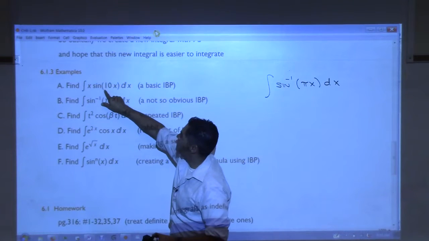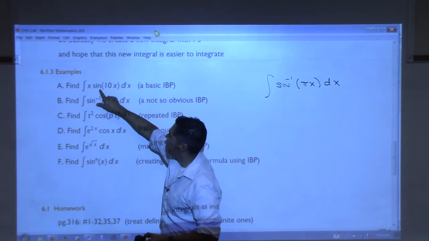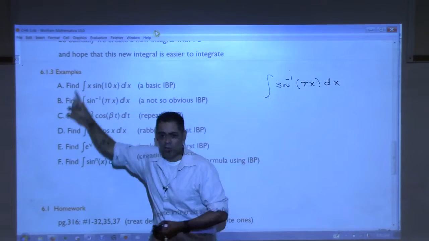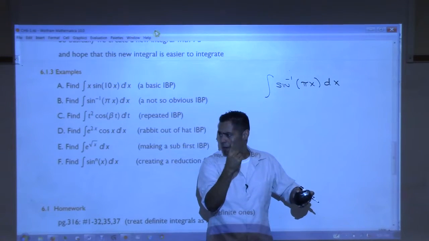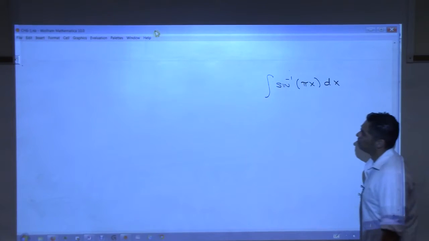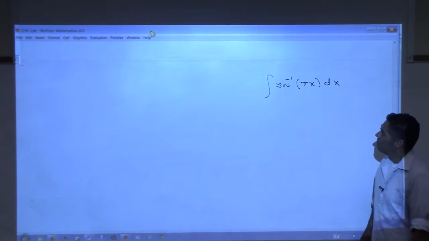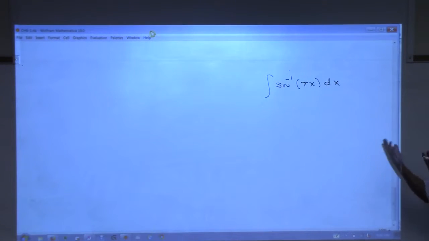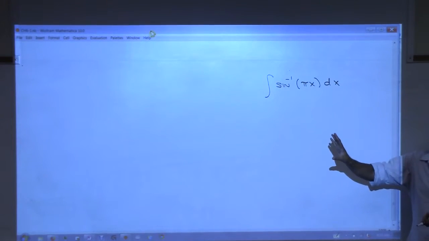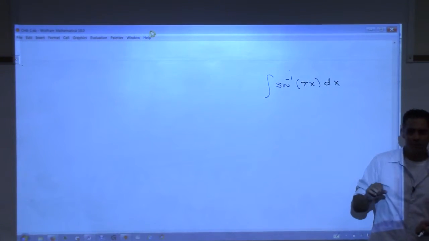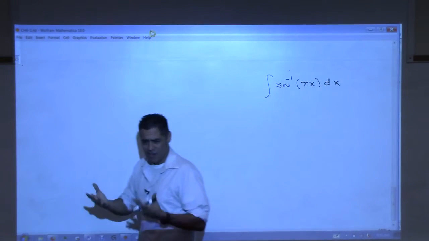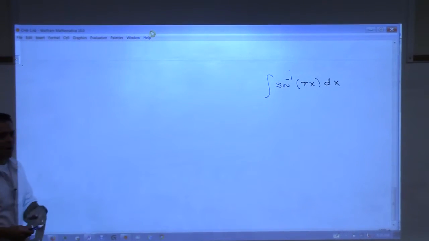Because I have x times sine of 10x. So if I do integration by parts on this one, and I choose that to be u, we know in the new integral it's gone, right? It's a 1. But in this problem here, what's fundamentally different about this as opposed to the problems we did in class last time? Yeah, it's just one single function, right? So how am I supposed to use integration by parts if I just have one function? Does that seem a little strange? So this is why I call this a not so obvious integration by parts problem.